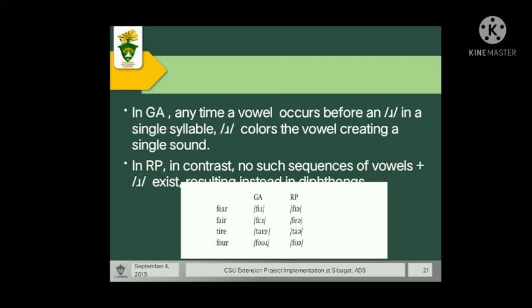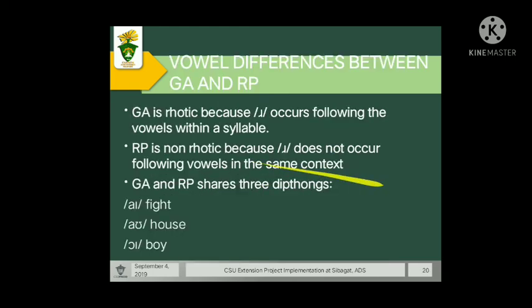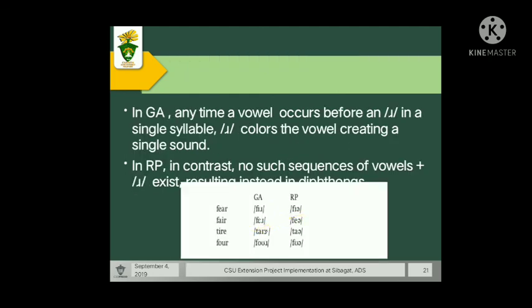R occurs following vowels within a syllable. RP is non-rhotic because R does not occur following vowels in the same syllable. Okay. So again, GA is rhotic. When you say rhotic, the phoneme R occurs following vowels in a syllable. RP is non-rhotic because R does not occur following vowels in the same context.